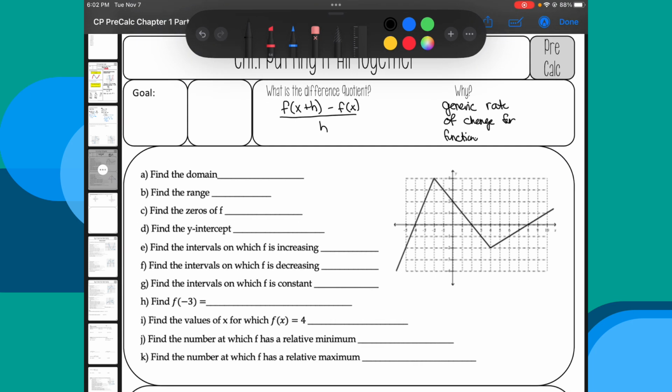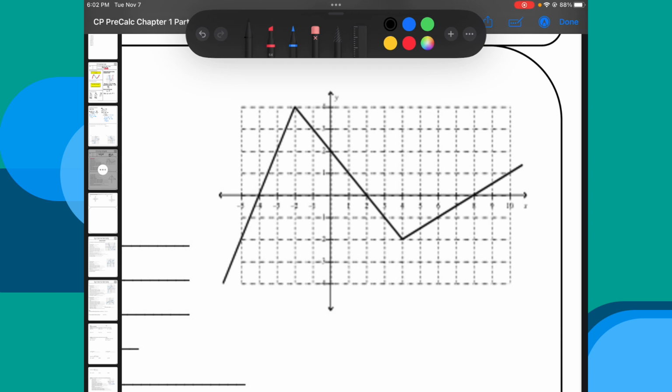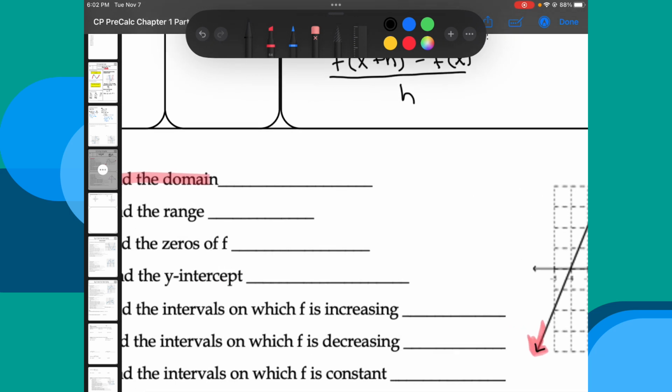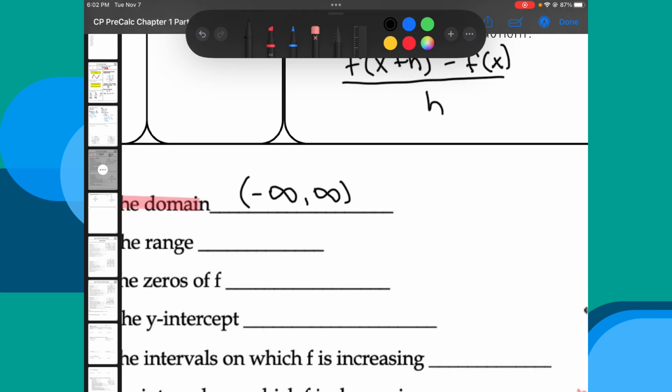All right, we got a lot of things to answer about this graph. So these are kind of all the things that we have learned. So the first thing is find the domain. So the domain is how wide our graph is. We're going to assume that there's arrows on the end of our graph. And so our graph is starting to go wide to negative infinity. It is also headed to positive infinity. So our domain goes from negative infinity to positive infinity.